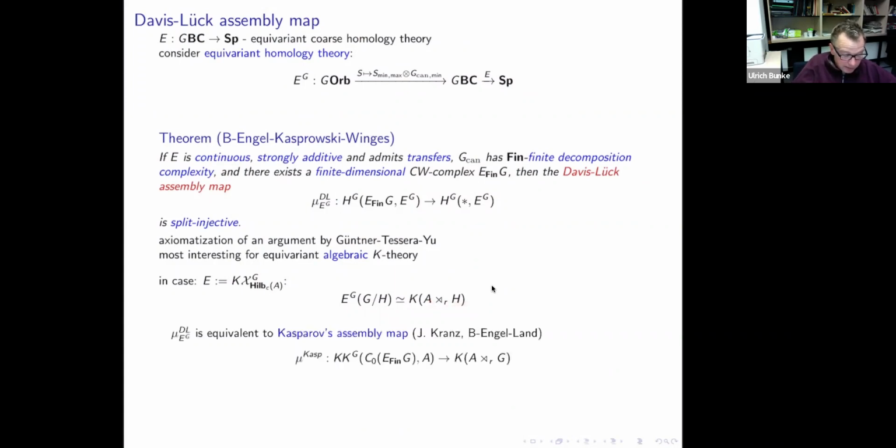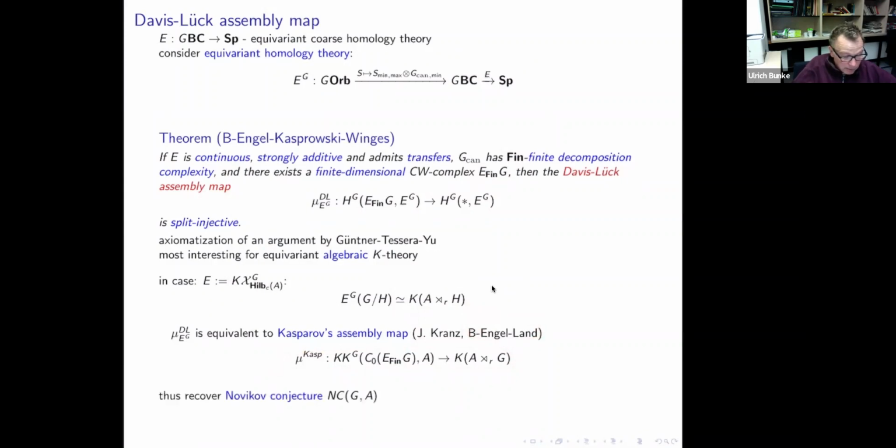And actually, in this case, we also have the Kasparov assembly map with coefficients in A. And actually, this Davis-Lück assembly map here, which is homotopy theoretically defined, is equivalent to Kasparov's assembly map. This has been shown in the thesis of Julian Kranz, a very nice thesis. And using the techniques I'm talking about in this talk, we also have an independent argument for this.